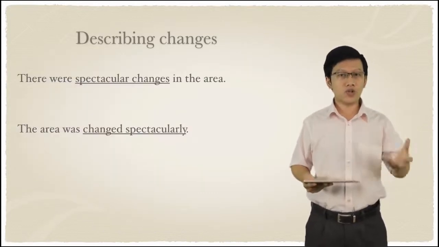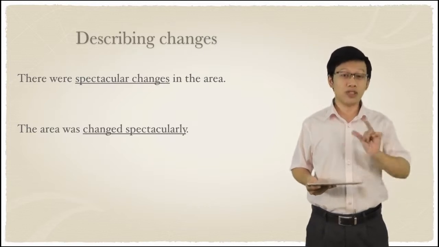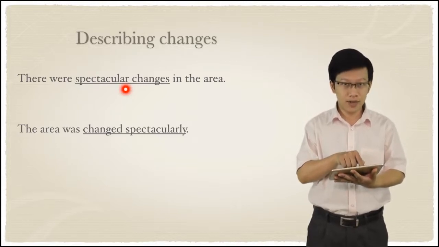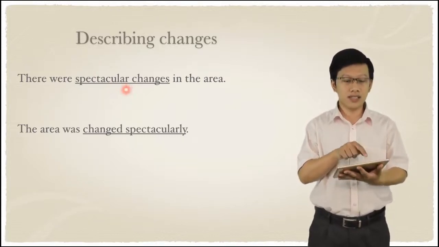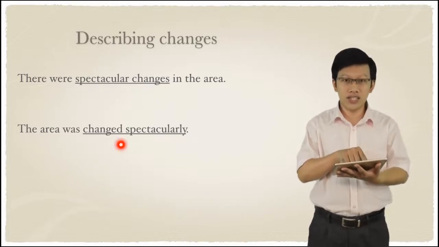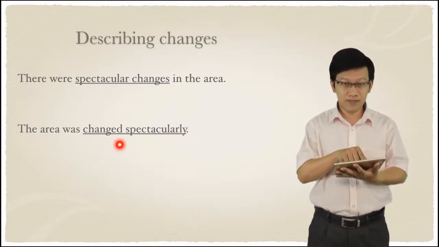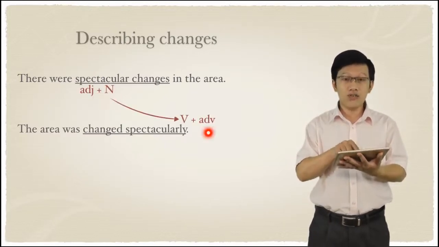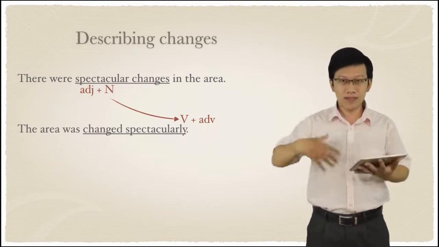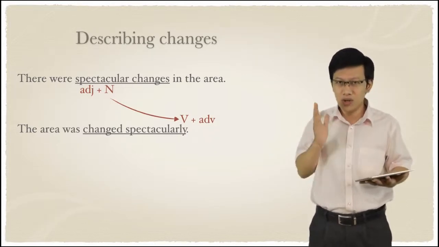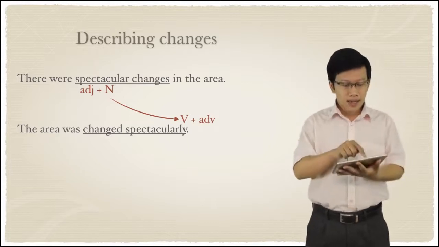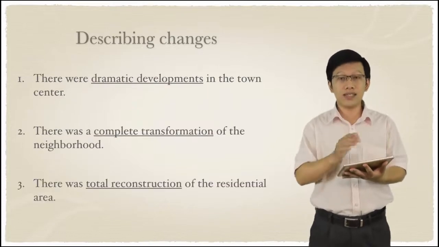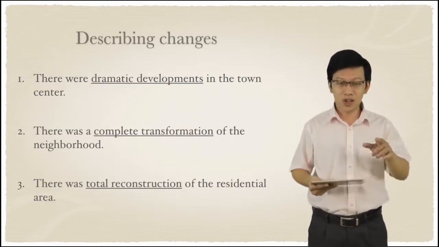Now, when we are describing changes, we can use different structures. For example, I say there were spectacular changes in the area. If I don't want to say this, I can say the area was changed spectacularly. So I changed from adjective and noun to a verb and adverb. Remember, this sounds familiar, right? We did this already in one of the previous videos. Spectacular changes, change spectacularly. I want you to apply this and rewrite these sentences. Go.